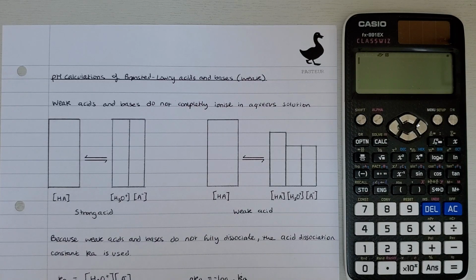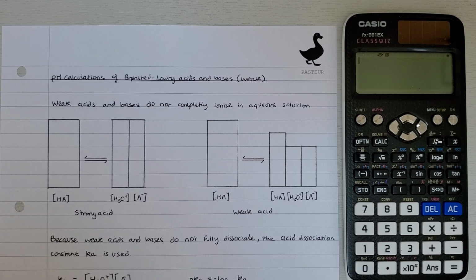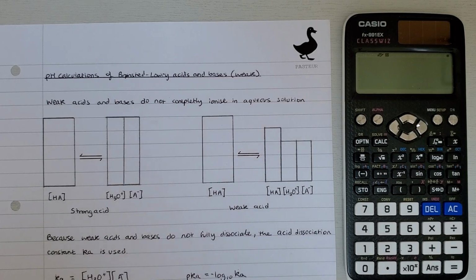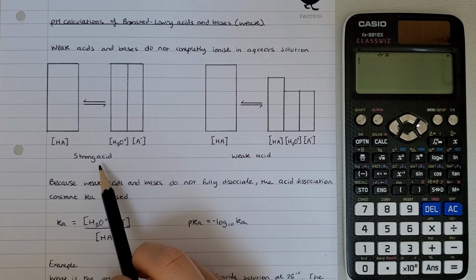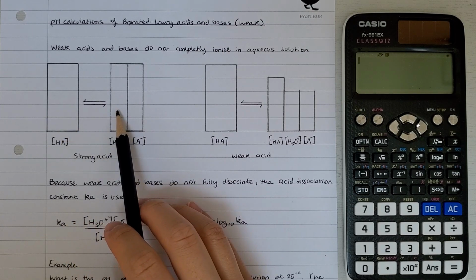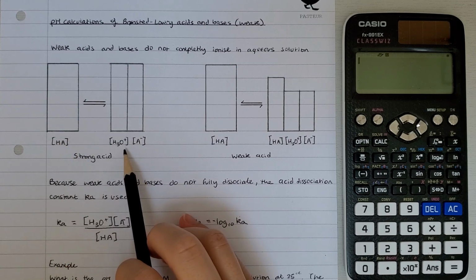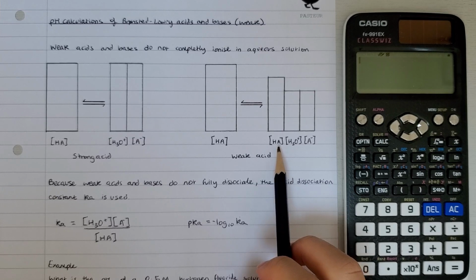We're going to go over pH calculations of Bronsted-Lowry acids and bases, and these are for weak acids and bases. Weak acids and bases don't completely ionize in aqueous solution, unlike strong acids and bases. So here's a diagram. Strong acids and bases fully ionize, as in all of the hydrogen ions dissociate, whereas a weak acid only partially dissociates.